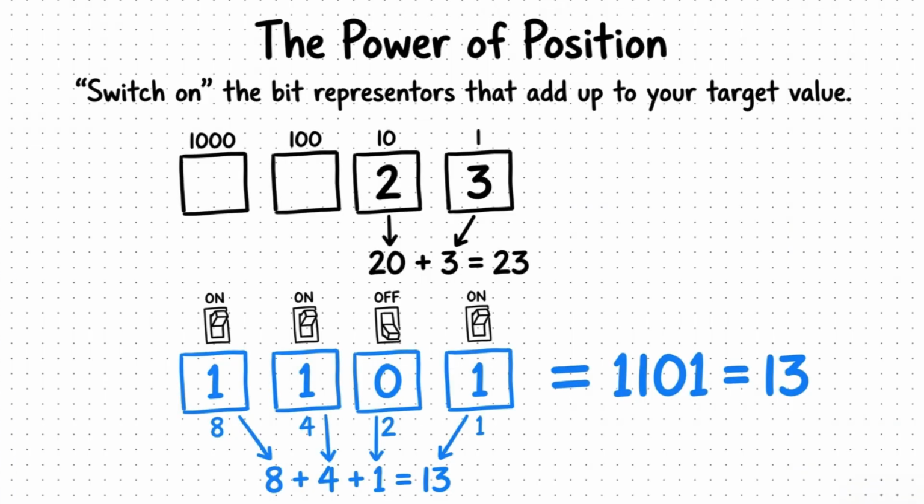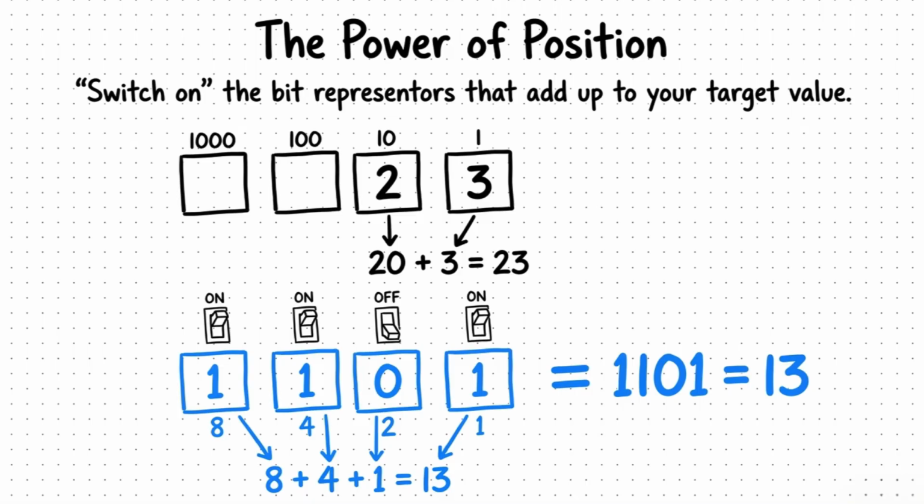Each column represents a power of 10, increasing as we move from right to left. So the ones column is nothing but 10 raised to power 0. The tens column is nothing but 10 raised to power 1. The hundreds column is nothing but 10 raised to power 2. The thousands column is nothing but 10 raised to power 3.